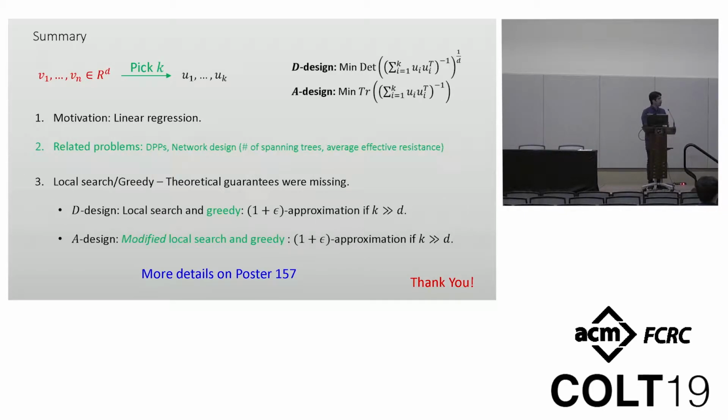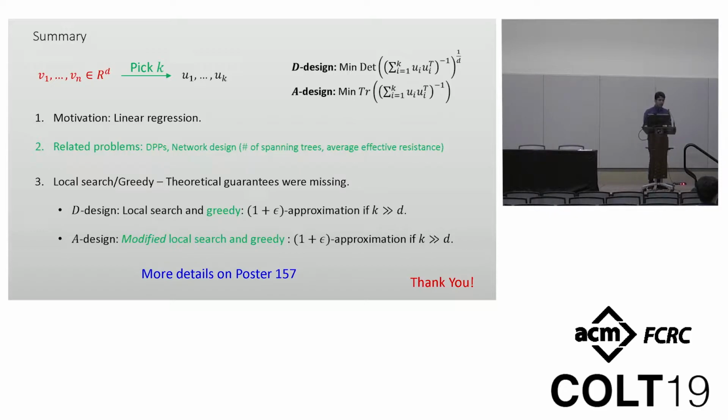All right, here's the summary. I motivated the D and A design problems, where the objective corresponds to some measure of error in the linear regression setting. And we want to pick k vectors from a set of n possible vectors such that if we do the linear regression with that set of experiments, our error is small.